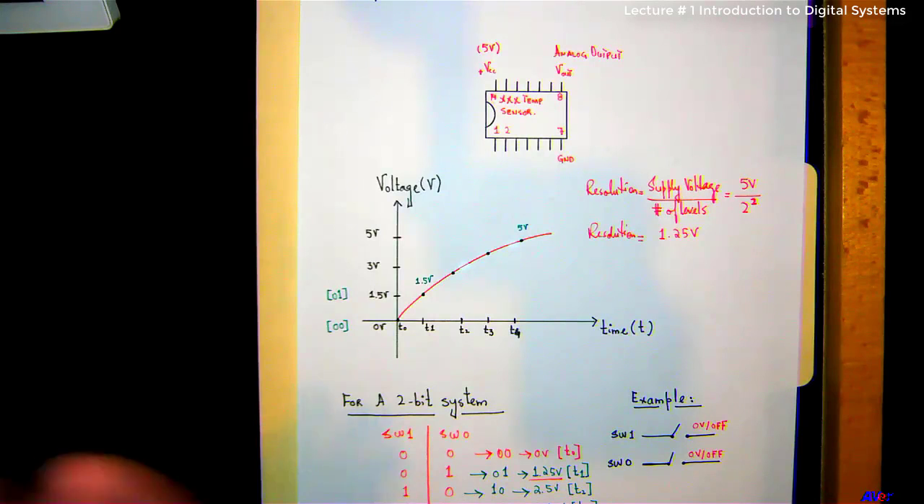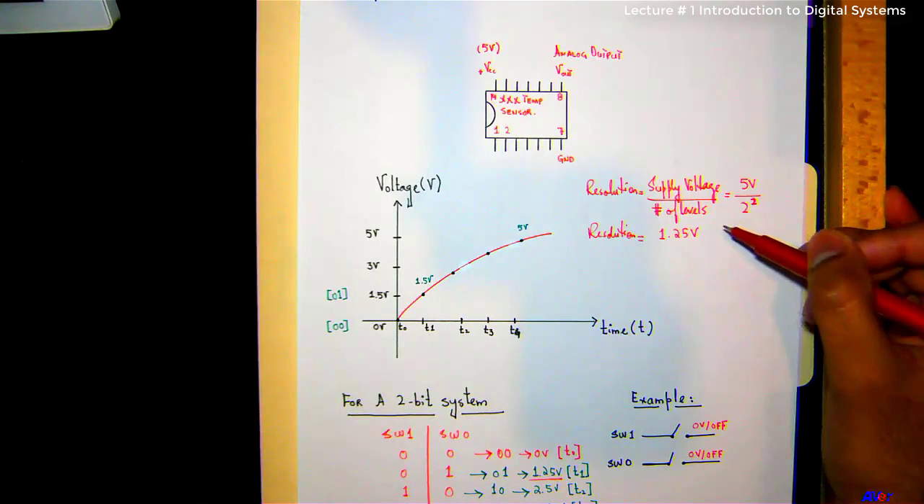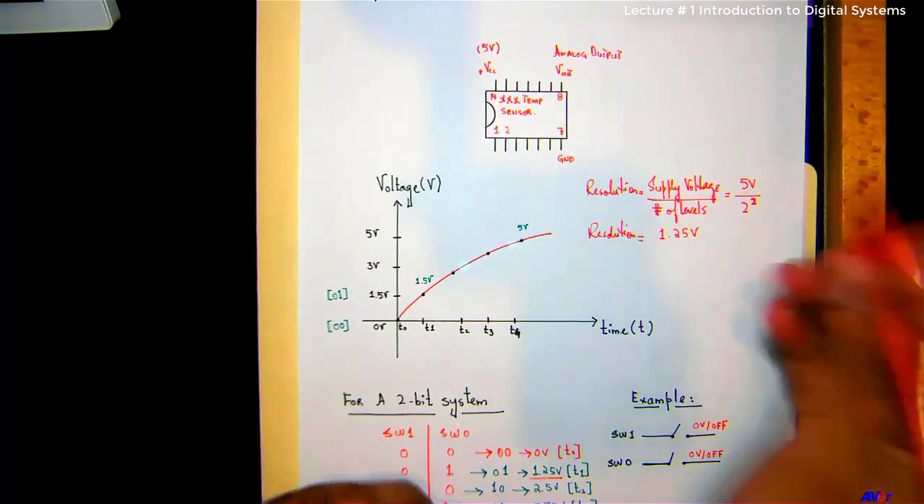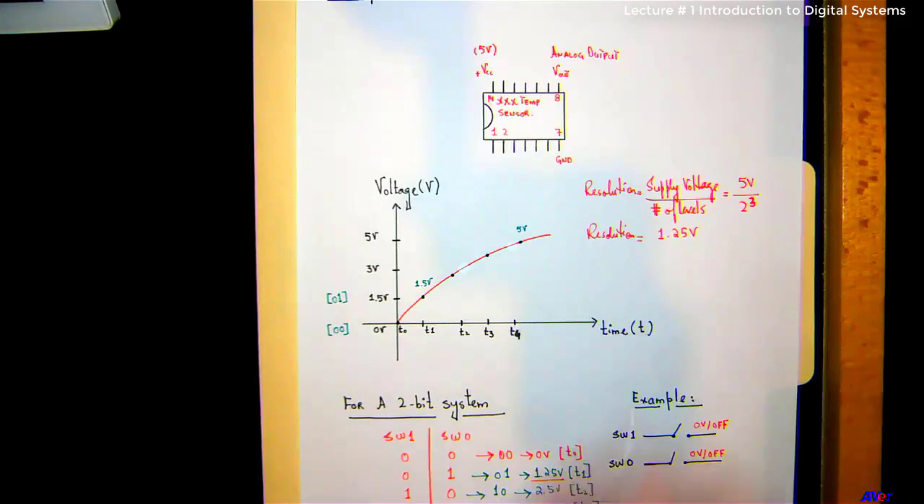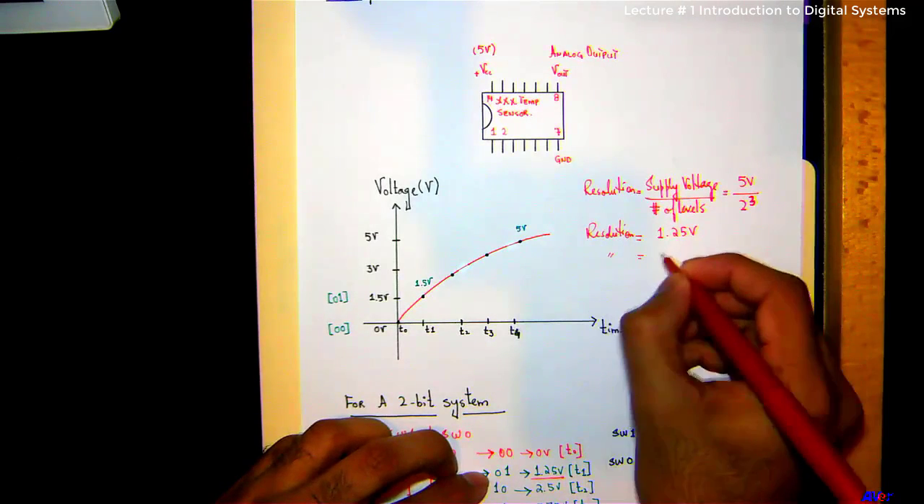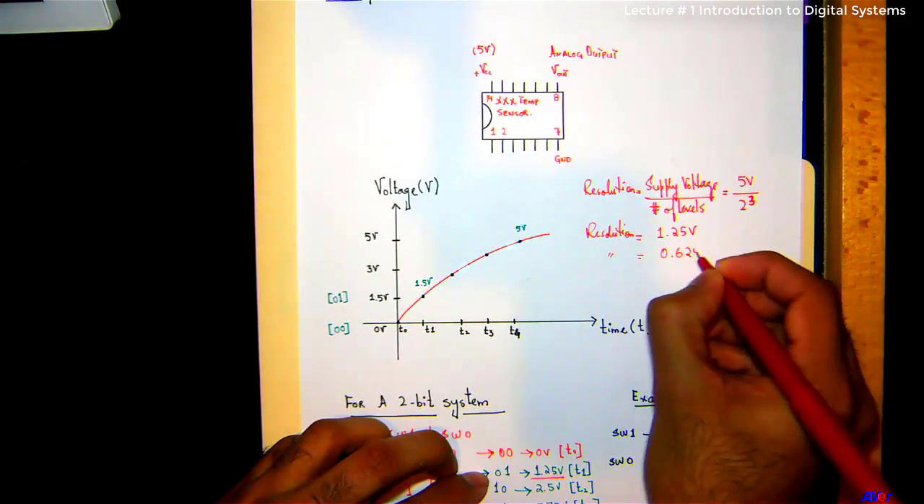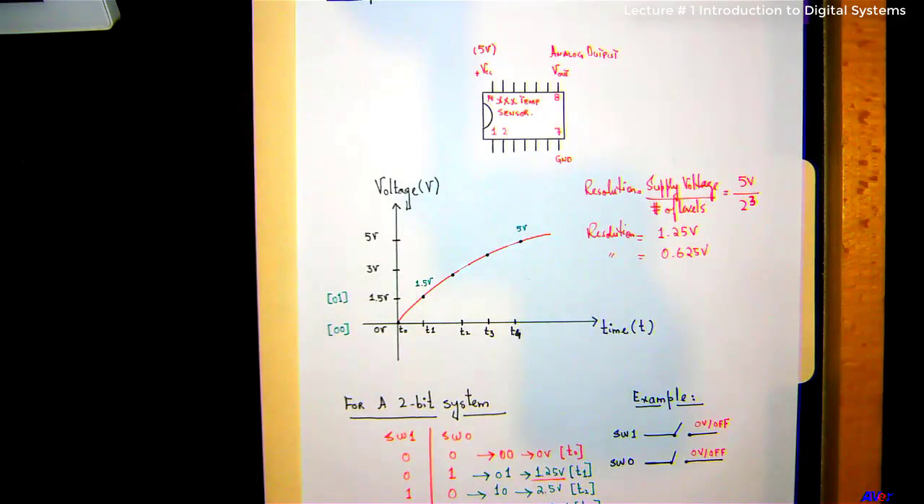Have more divisions. So say if I change the number of levels, if I use a 3-bit system, that would mean 3 bits. So 5 volt divided by 8. That would mean the resolution is going to be 0.625 volt. So instead of having an increment of 1.25 going from one level to another, now I'm going to have an increment of 0.625 going from one level to another level.